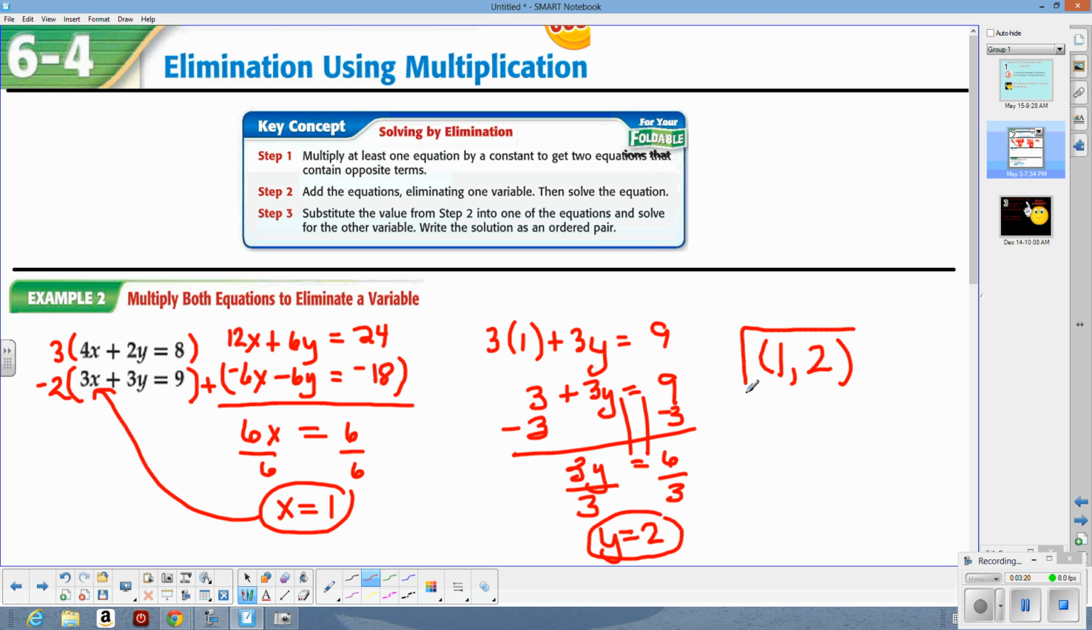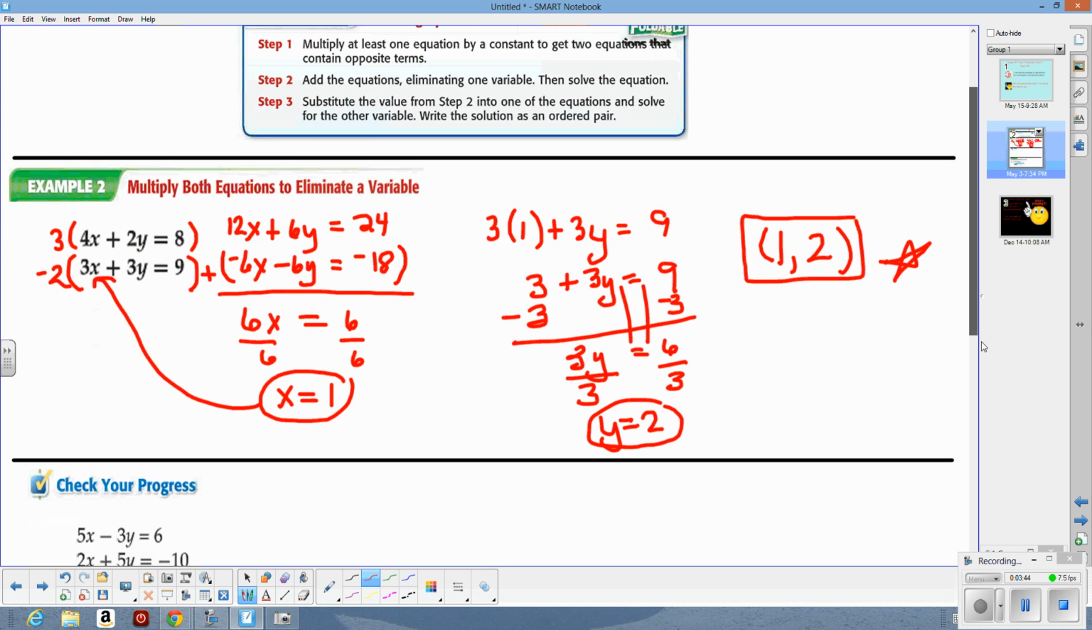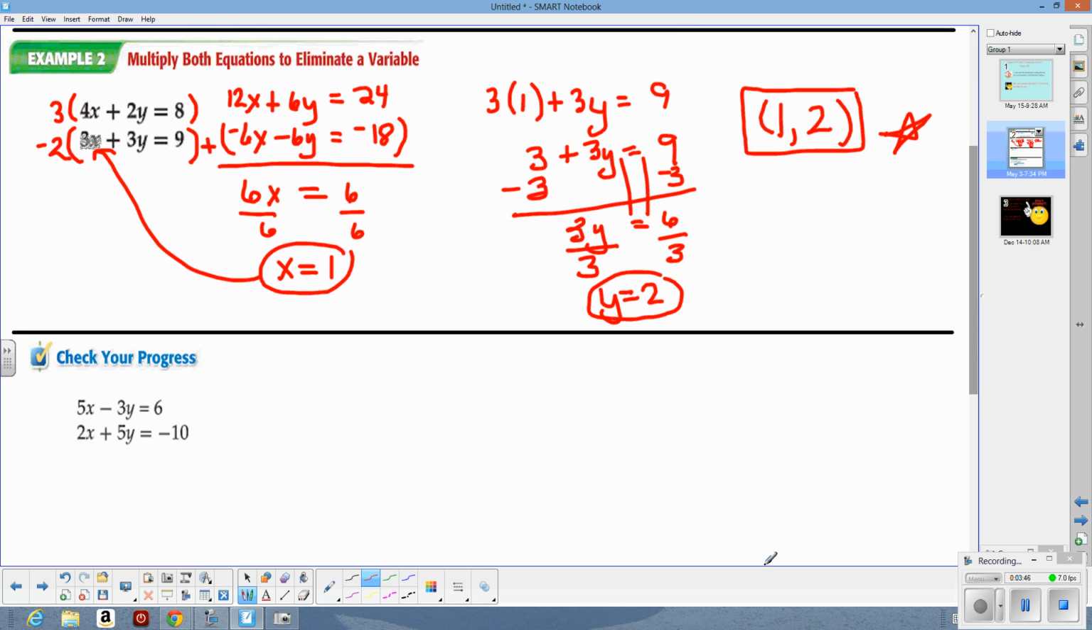You can check your work by plugging in 1 for x and 2 for y. 4 times 1 is 4, and then 2 times 2 is 4. 4 plus 4 is 8. It works in the first equation. Then 3 times 1 is 3, and 3 times 2 is 6. 3 plus 6 is 9. It works in both equations, so it is the solution to the system. You may want to pause the video and try the next one on your own.